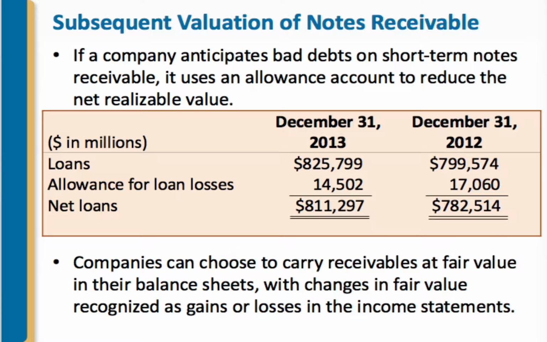As an example, Wells Fargo and Company, which is a pretty prominent bank, reported the information here in the assets section of its 2013 balance sheet. GAAP requires that companies disclose the fair value of their notes receivable in the disclosure notes. They don't have to disclose the fair value of accounts receivable when the book value of the receivables is approximately their fair value.